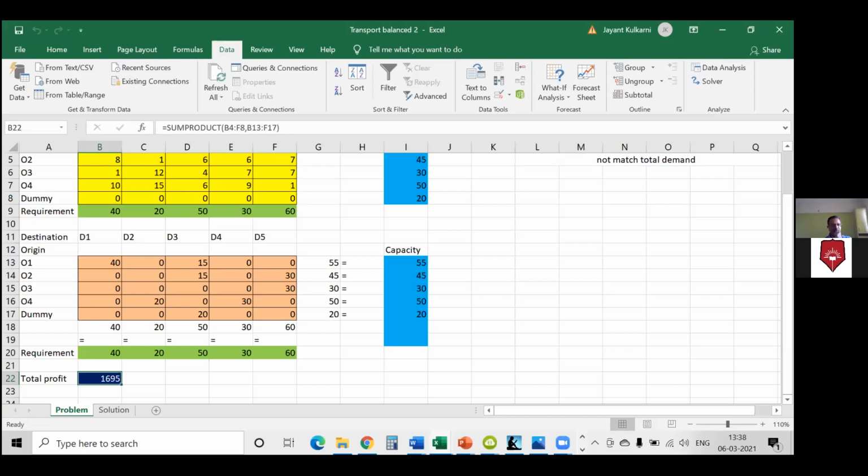Okay, Dimple, that's such a good question. What Dimple is asking is, the profit that we have got includes the profit from the dummy. So how do we know what is the actual profit? Because dummy is dummy, right? It doesn't actually exist in practice. We added that just to convert the problem to a balanced problem. So what Dimple is asking is correct. The profit figure here, 1695, includes the profit from the dummy source also. So how do we calculate the actual profit?